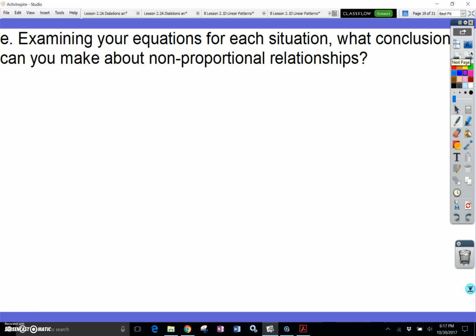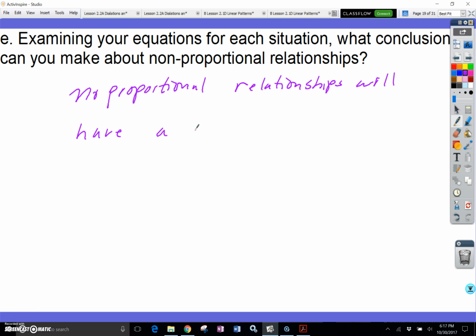Examine your equation for each situation. What conclusion can you make about non-proportional relationships? So, when we look at our equations, non-proportional relationships will have a plus or a minus in the equation.